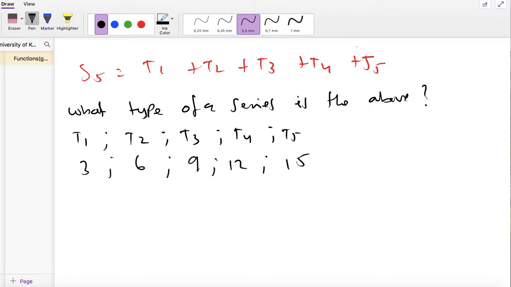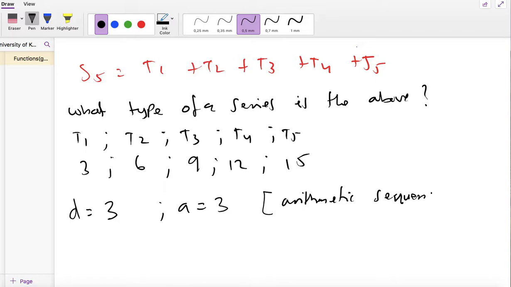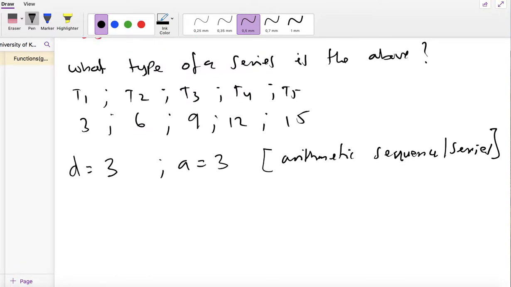Okay, so we can see that we're dealing here with an arithmetic sequence because d, the constant difference between consecutive terms, is equal to 3, and clearly a is equal to 3. So here we have an arithmetic sequence, in the context of writing the series as a sequence. So I'll just put slash series. So that makes sense. Now, what was the formula for the sum to n of an arithmetic series?